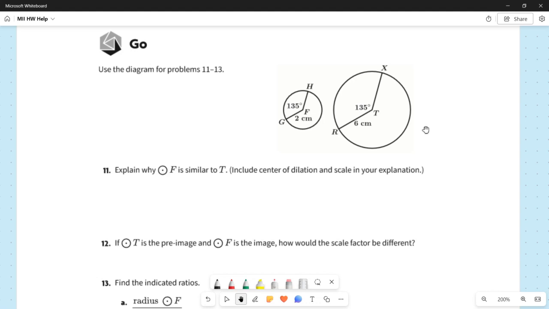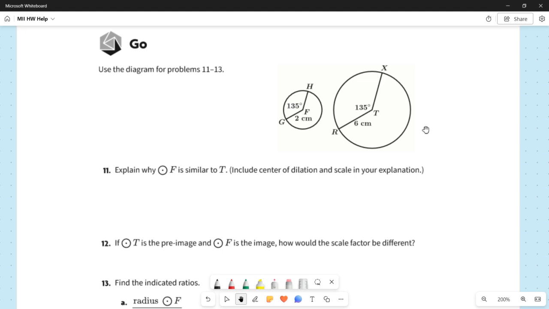Moving on to the go section. Directions here say use the diagram for problems 11 through 13. All right. And question 11 says explain why circle F is similar to circle T, I guess I should say. Include center of dilation and scale in your explanation.